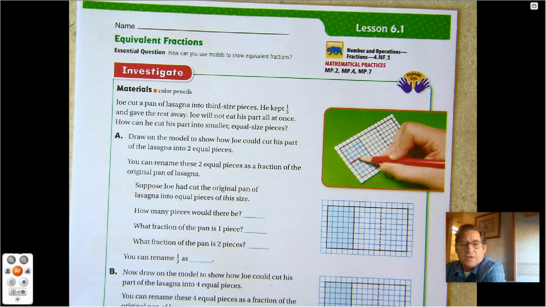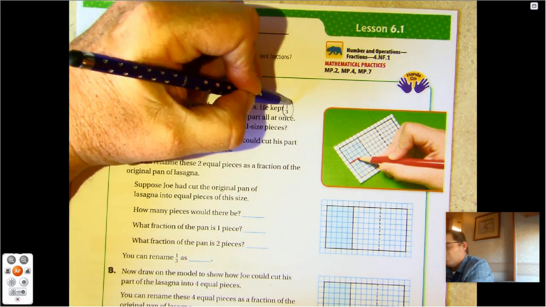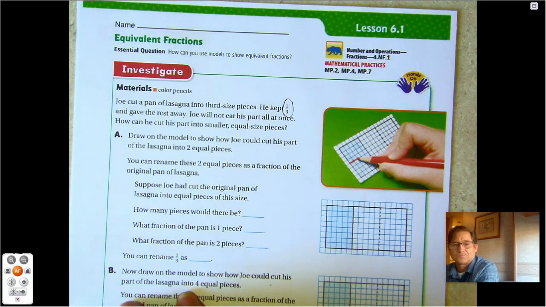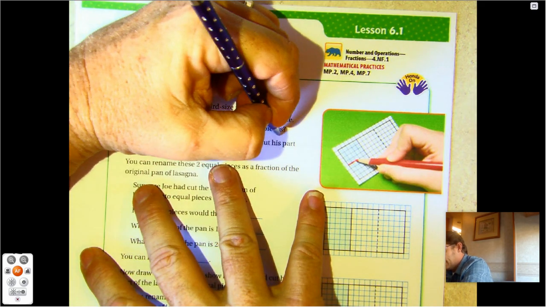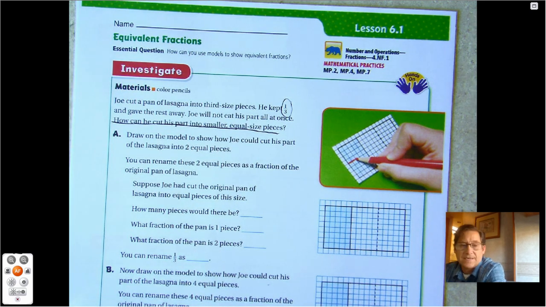All right, and so Joe cut a pan of lasagna into third-size pieces. He kept 1/3 and gave the rest away. Joe will not eat his part all at once. How can he cut his part into smaller, equal-sized pieces? So we know he has 1/3, and we need to know how can he cut his part into smaller, equal-sized pieces.